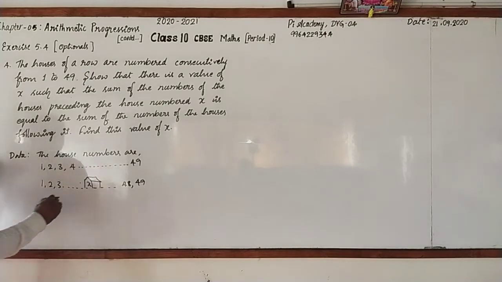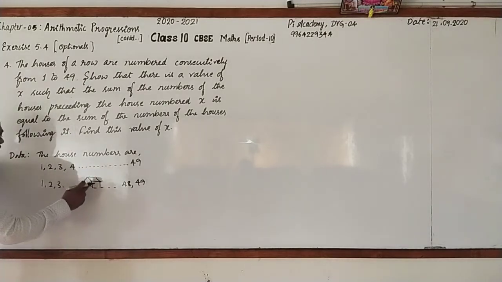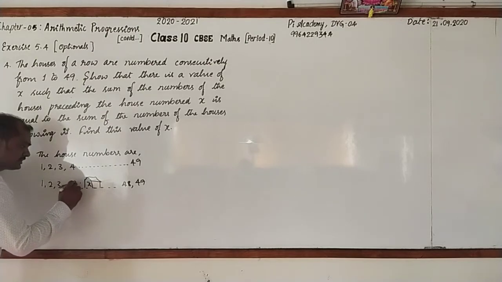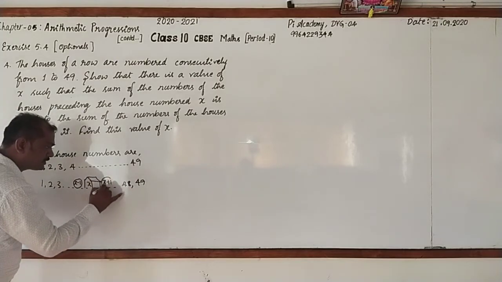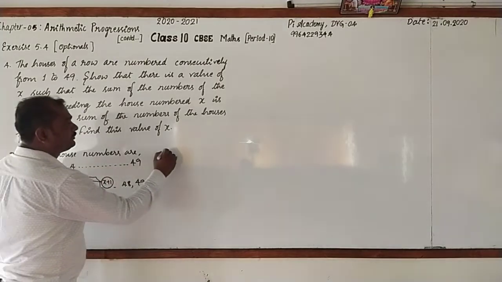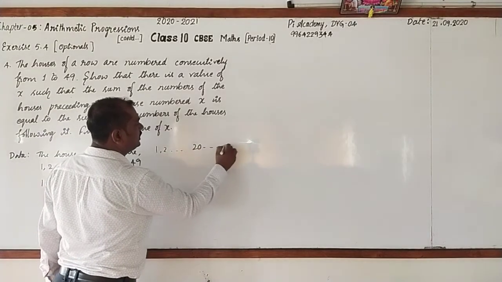Clear? Now could you tell which number is there behind x? It is x minus 1. This is a house number. Then following it, this is x plus 1. Very simple. If, look here, 1, 2, 3 and so on. If it is 20, then here is 49.